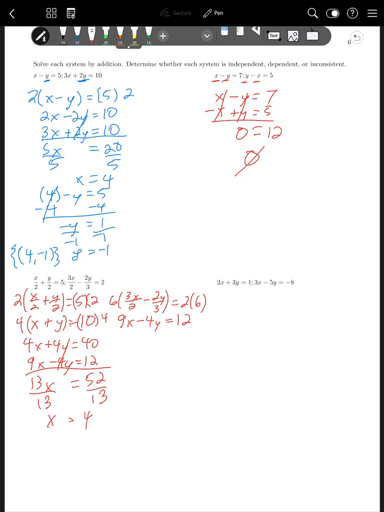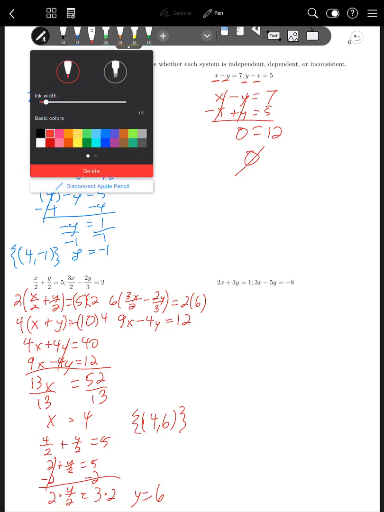And now I can plug that into one of the original equations. So 4 over 2 plus y over 2 equals 5. So 2 plus y over 2 equals 5. Subtract 2. It's y over 2 equals 3. Multiply by 2. And you get y equals 6. So this one is 4 comma 6.